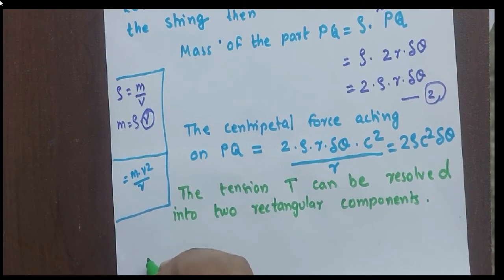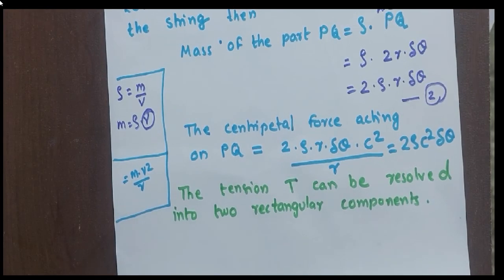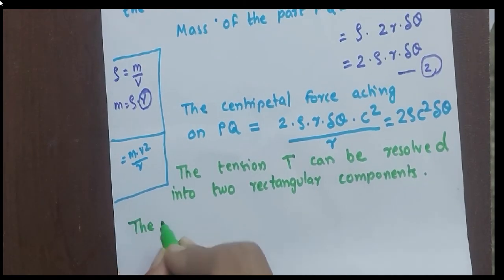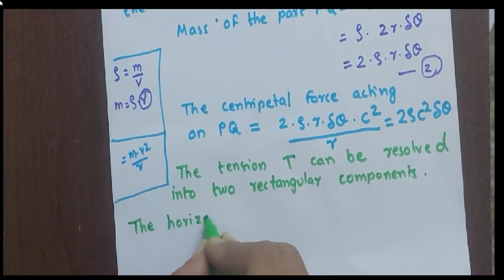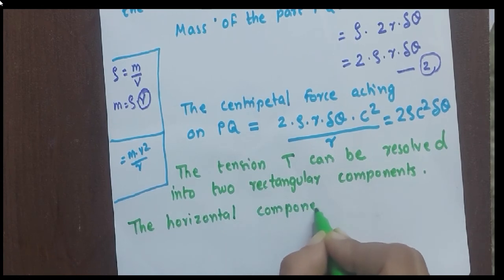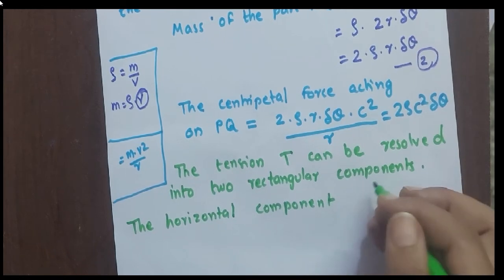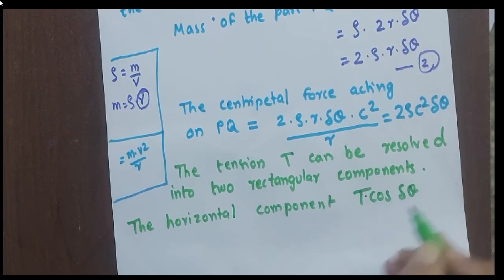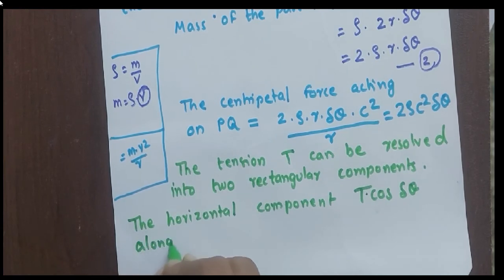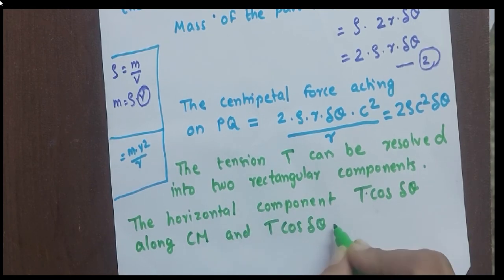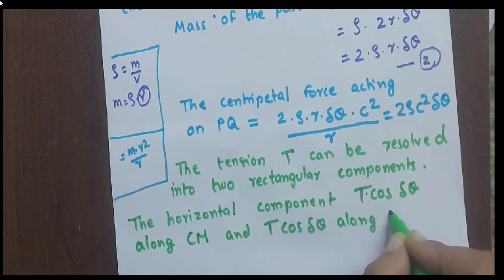So one is horizontal component and another is vertical component. So first we will write about the horizontal component. The horizontal component is written as T cos del theta along CM and T cos del theta along CN.